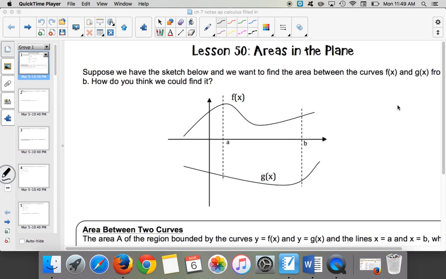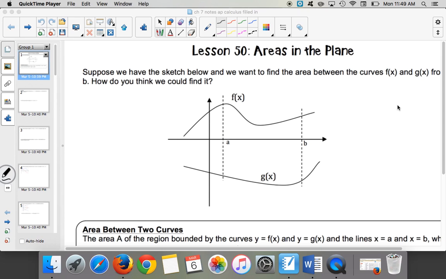This section is on areas in the plane. So we're going to have areas that are going to go below the x-axis now. Previously, we've always talked about the areas above, like when f of x is positive, so we're going to have above and below. It says, suppose we have the sketch below, and we want to find the area between the curves f of x and g of x from a to b.